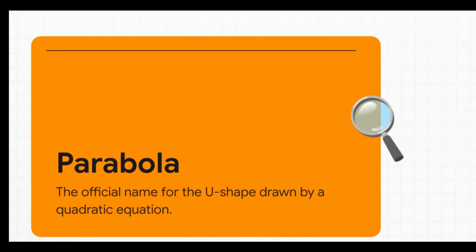So let's lock that in. A parabola. That's the official name for that U-shape we're talking about. It's just the path of anything that flies up and then falls back down. That's it. That's the whole big picture right there.